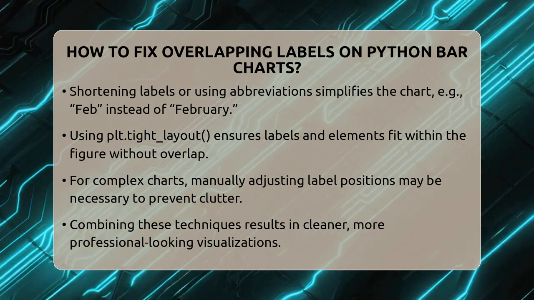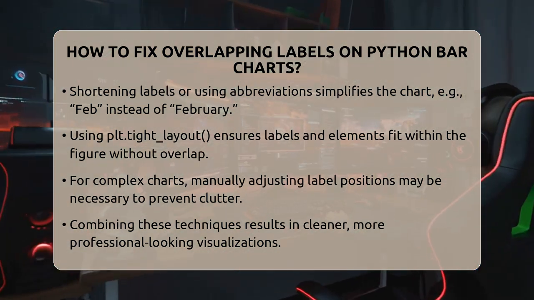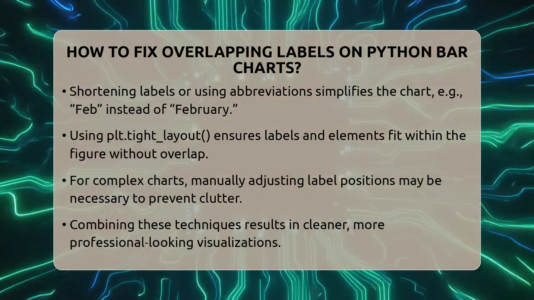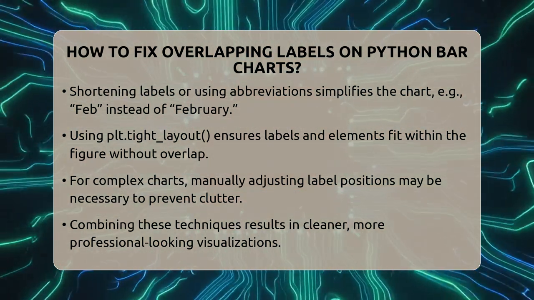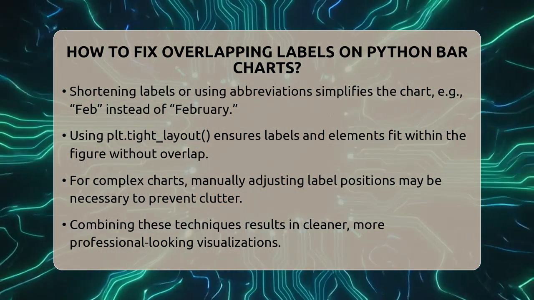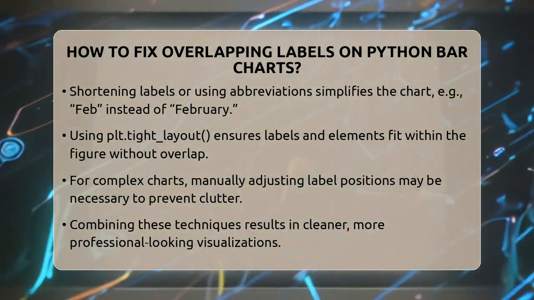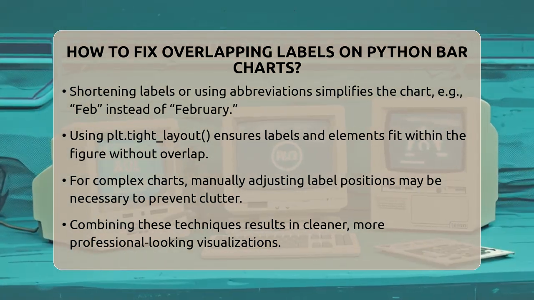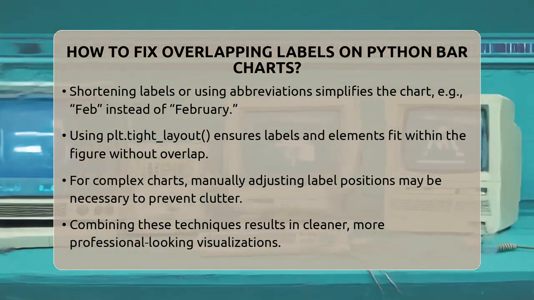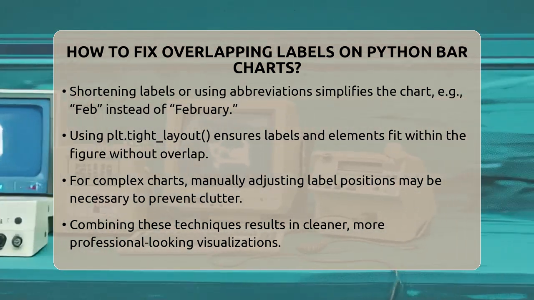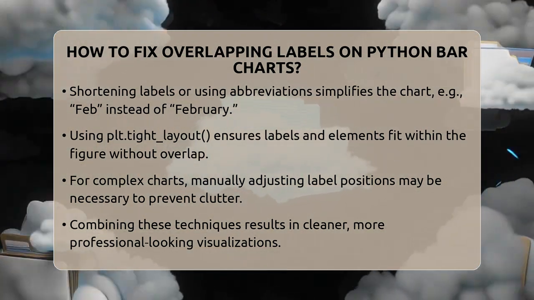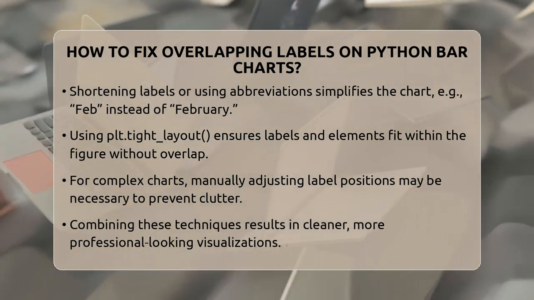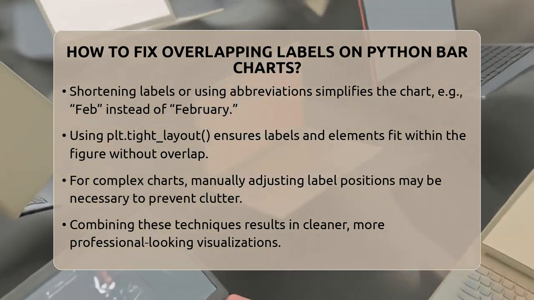For more complex charts like stacked bars, you might need to manually adjust label positions by checking for overlaps and shifting labels vertically or horizontally. Remember, the goal is to make your chart easy to read and visually appealing. Combining these techniques, changing figure size, rotating labels, adjusting alignments, and simplifying labels, can turn a cluttered chart into a clear and professional visualization. These small tweaks make a big difference in how your data is understood and appreciated.